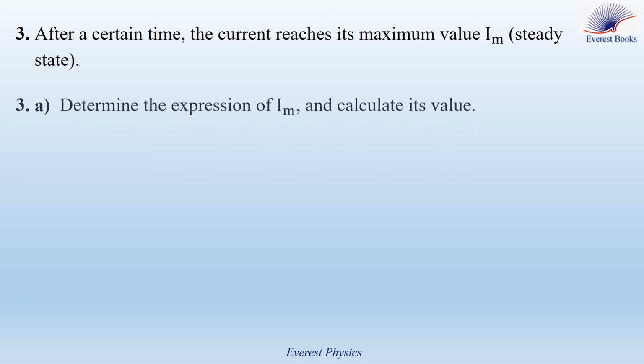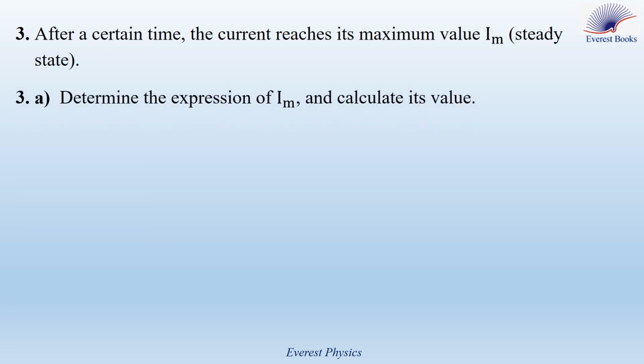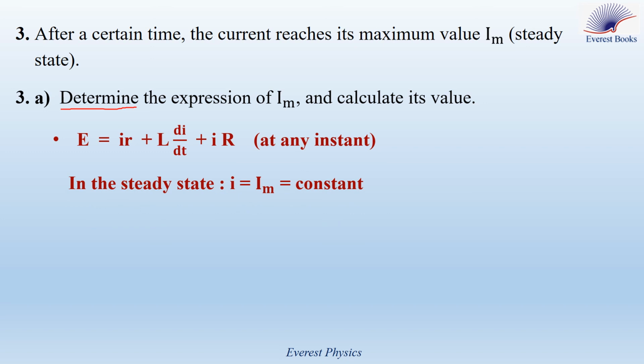Part 3. After a certain time, the current reaches its maximum value Im, which is in the steady state. 3a. Determine the expression of Im and then calculate its value. Since the action verb is determine, we have to start with Kirchhoff's voltage law. E is equal to ri plus L di/dt plus Ri. This expression was proved in the previous slide, but we know that in the steady state, the current is maximum and constant. So di/dt is equal to 0.